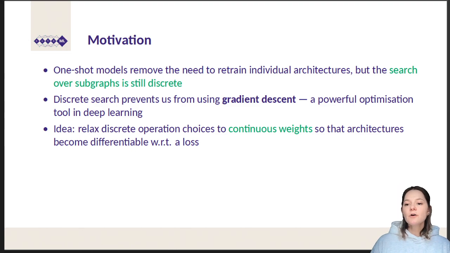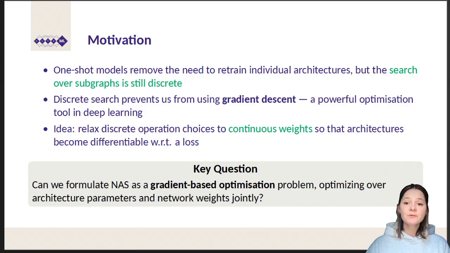Therefore, the idea of today's lecture and also the approach DARTS which we will talk about today is to relax discrete operation choices to continuous weights so that architectures become differentiable with respect to a loss. So the key question we want to answer today is, can we formulate NAS as a gradient-based optimization problem, optimizing over architecture parameters and network weights jointly?